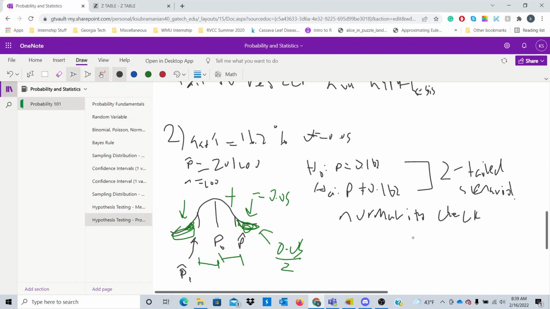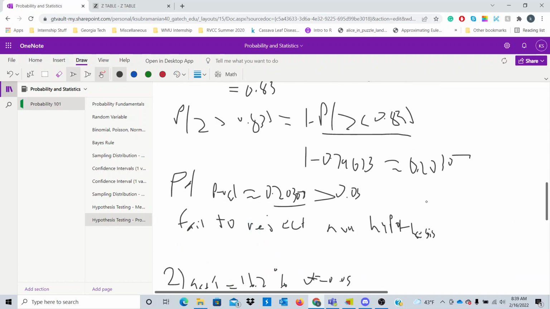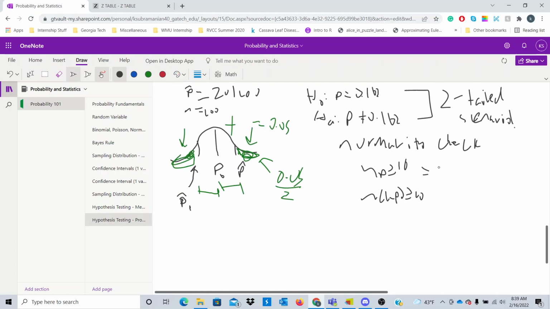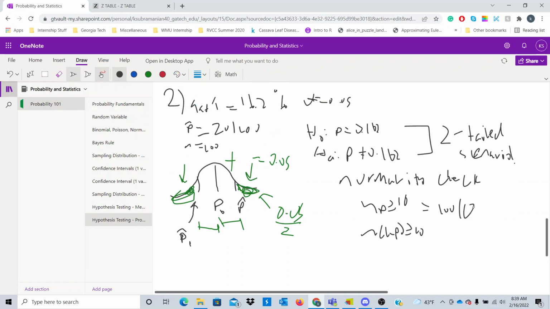So what we want to check is that np is greater than or equal to 10 and n times 1 minus p is greater than or equal to 10, right? And the way we do that is we know our sample size is 100. We know our p is going to be 0.162. So this is going to be 16.2, which is definitely greater than or equal to 10.